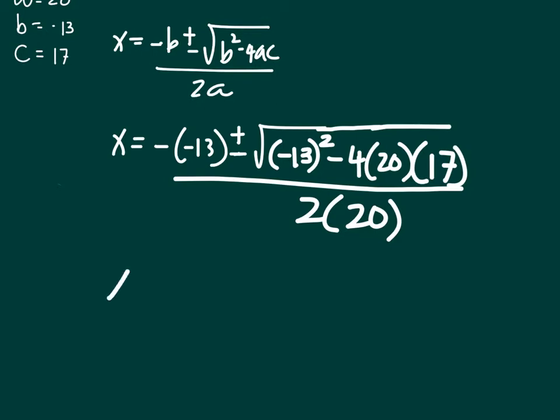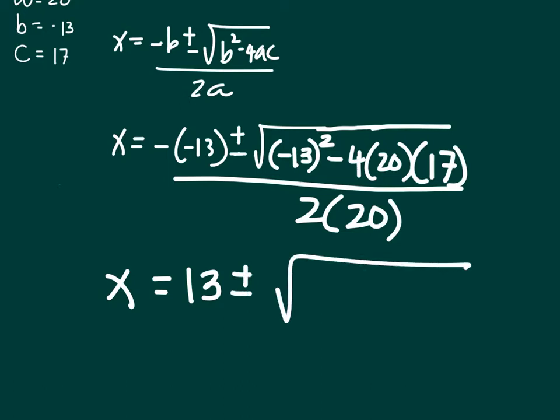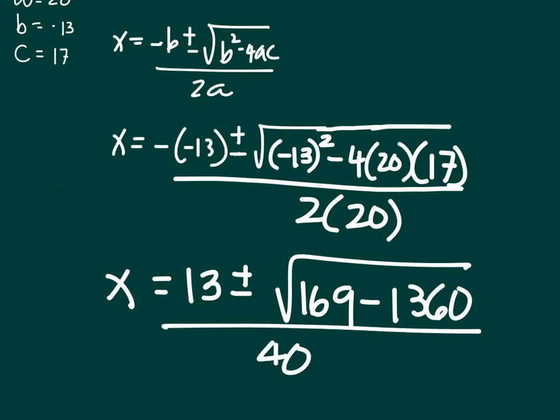So we have x is equal to negative of negative 13, which is positive 13, plus and minus the square root. 13 squared is equal to 169, and then minus 4 times 20 times 17, which is 1360. From here we can already see that there is no solution to this equation, because the value inside will be a negative number. But what I'm saying is this is how you apply the quadratic formula. All you have to do is place the numbers a, b, and c in the formula, simplify it properly, and you will get the value.